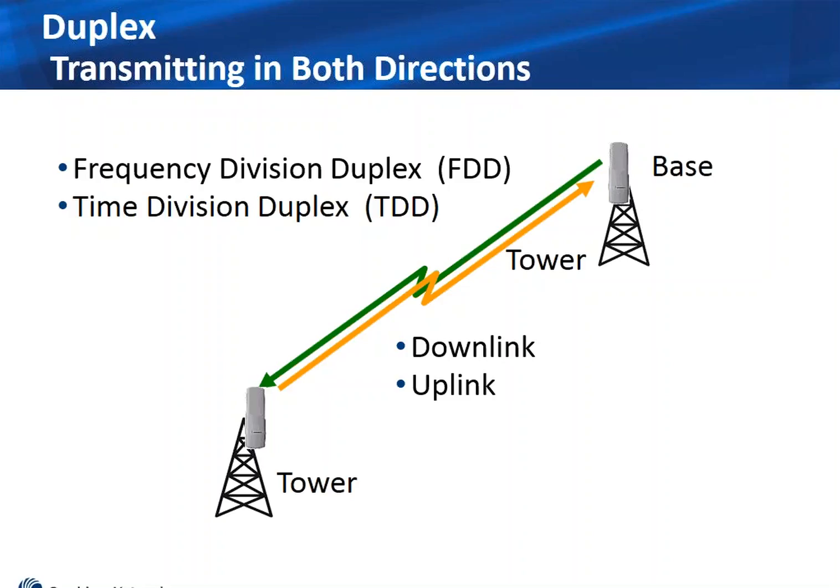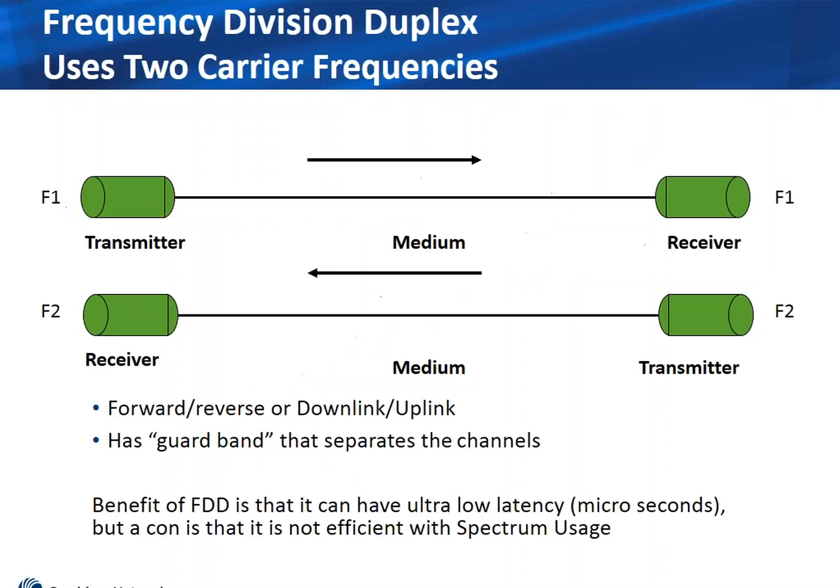Okay, so now let's understand a little bit more about those and how do they work? What's the difference between them? So we'll start with FDD, frequency division duplex. This is where you have a transmitter and receiver at one end of a link, a transmitter and receiver at the other end of the link, and in order to transmit information from one end to the other end, you're able to transmit.